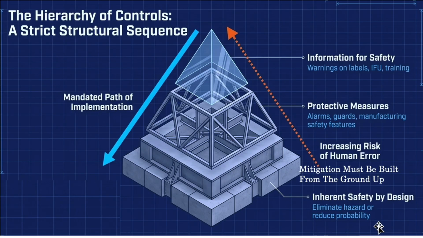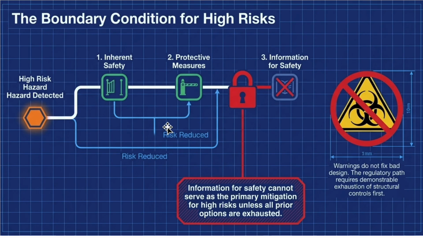So the first layer of protection is safety by design. The second layer is protective measures. The third layer of controls would be information for safety. And that's the hierarchy of controls. This is what it looks like when we apply the safety features or the controls. You identify the hazard, and then you build safety within the design. And therefore, you have already reduced the likelihood of that hazard. The second layer of safety is your protective measures, the controls.